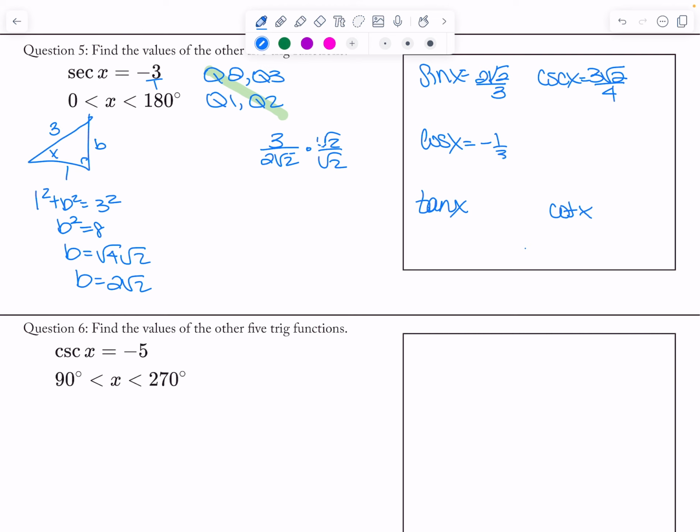All right, negative 1/3 is my cosine. That was super easy. Tangent is 2 root 2 over 1. So then cotangent will be 1 over 2 root 2. So then root 2 over root 2, so I get root 2 over 4. And I'm in quadrant 2, so that guy's negative. So cotangent is negative, and cosine is also negative.